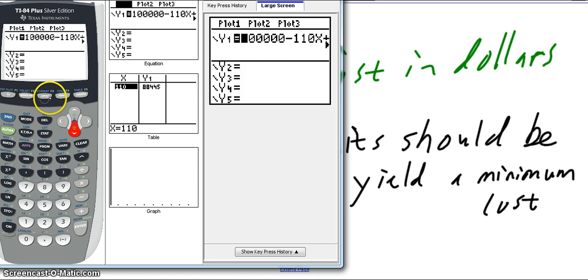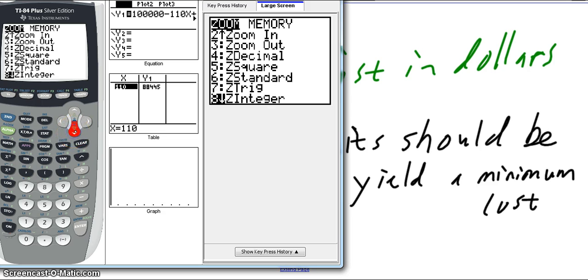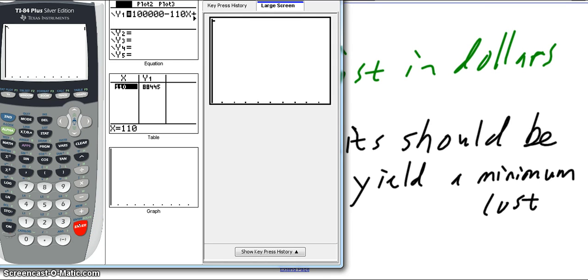Okay, now we're going to do zoom and fit. So this may or may not help, but the problem is I know that this is going to be a large quadratic, and pretending I had not gone through the work already, I don't know where this is going to show up at all.